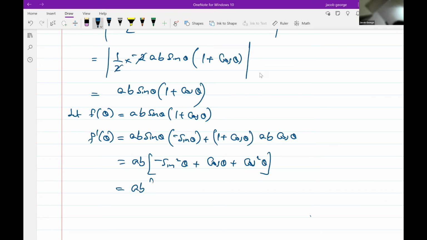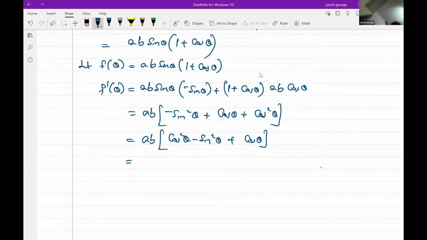AB is taken outside, then the remaining part is simplified. That is AB into cos square theta minus sine square theta, which can be taken together because it is a standard form. What is cos square theta minus sine square theta? Cos 2 theta, correct. So AB into cos 2 theta plus cos theta. Please write till this step. After this, we will equate it to 0. So there is only one variable, that is theta. We are going to find out theta.